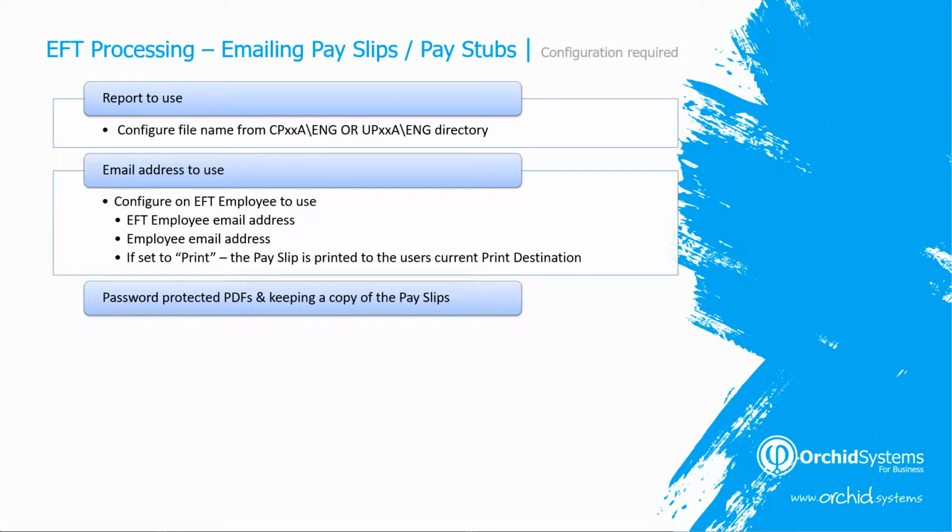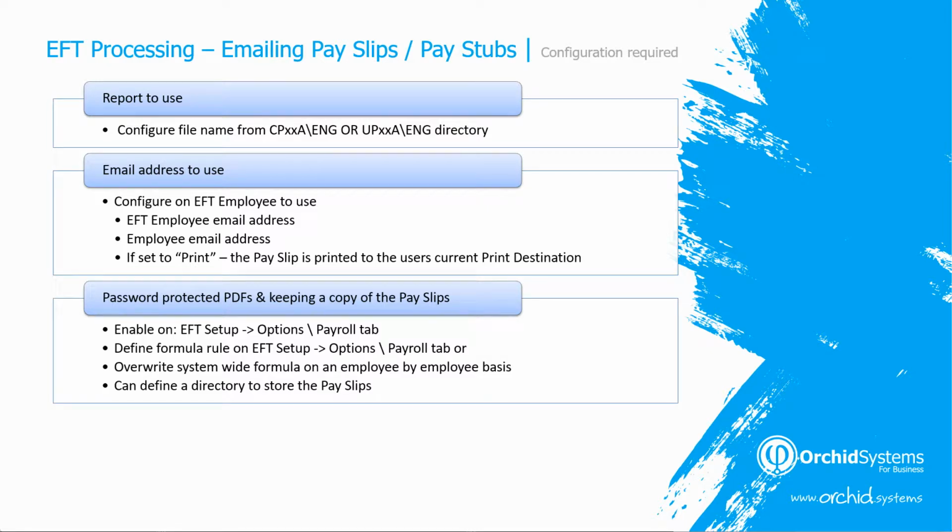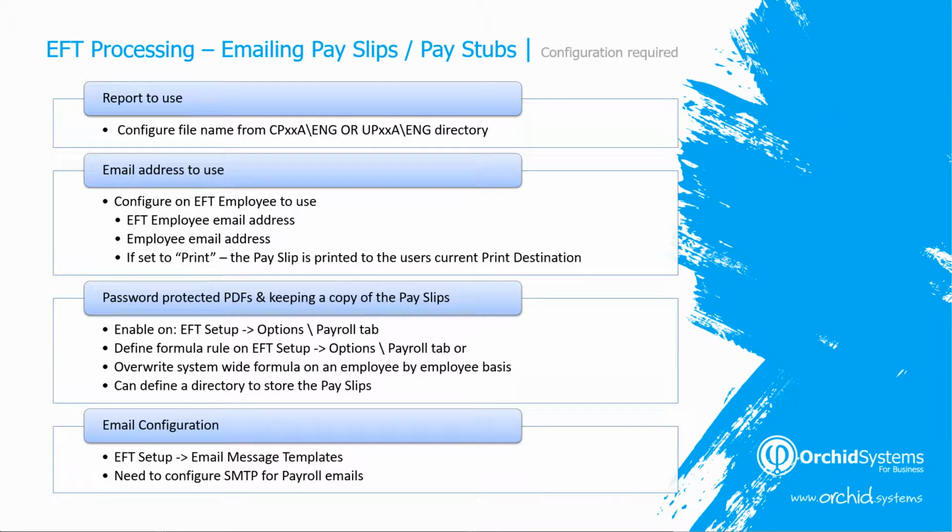You need to also specify if you want to password protect the PDFs that are being sent to the employees, and if you want to keep a copy of these password protected PDFs on your drive. So we'll run through where that's set up in EFT options. And finally, for the email configuration, you need to be using SMTP in sending your emails, not using the Open Outlook client, as we cannot attach passwords to the Open Outlook client PDFs.